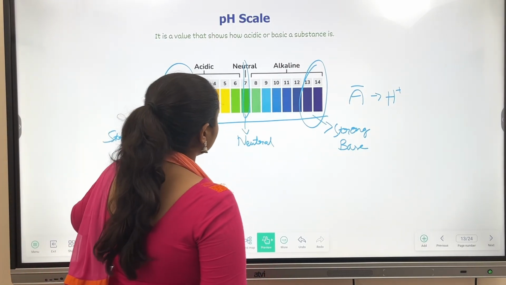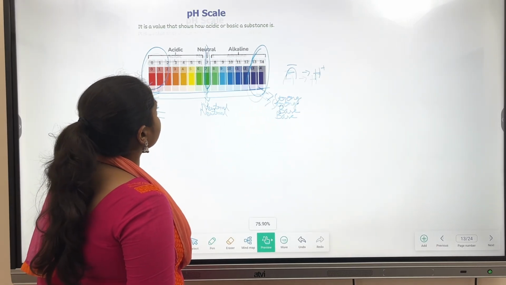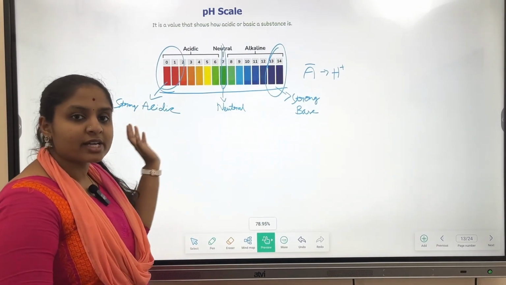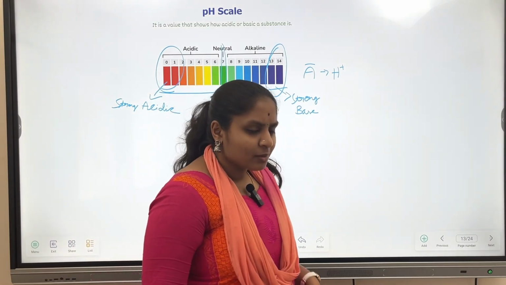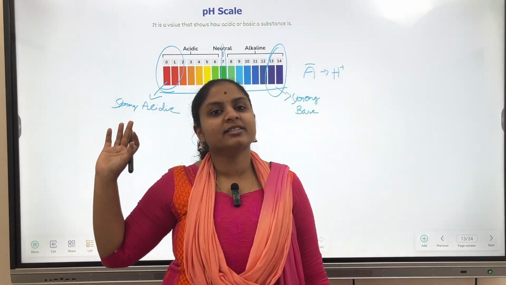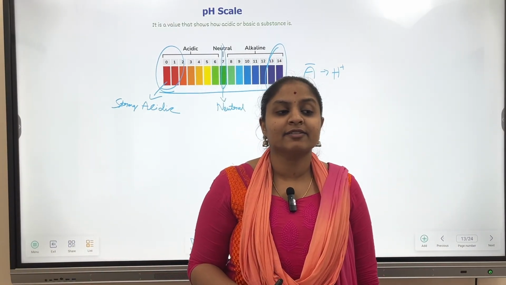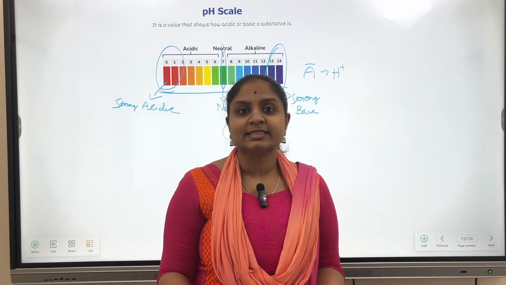So we understood what the pH scale is and how we can identify a strong acid or weak acid from the pH scale. But it is important in chemistry. Why is it important in daily life? We all have heard about acid rain.